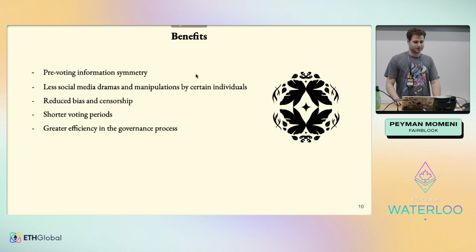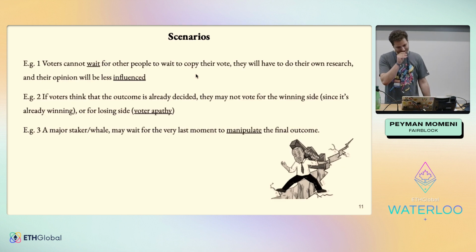So why this is important is it can help with information symmetry, less bias and less censorship, shorter voting periods, and it may be helpful for mitigating a lot of social media dramas for governance proposals, to make it easier to understand and without all of these buzzwords. There are a couple of examples here.